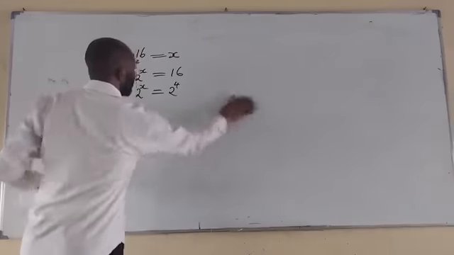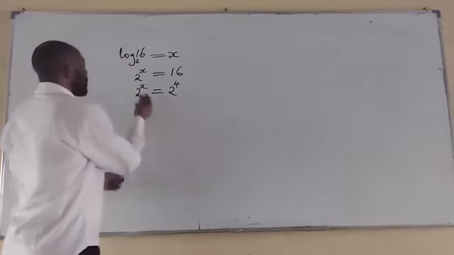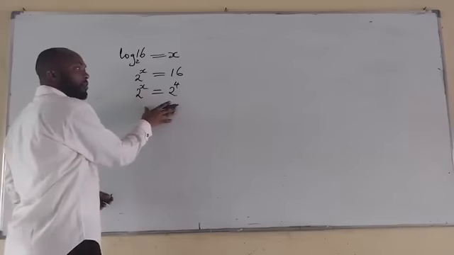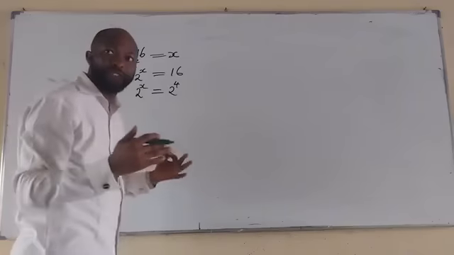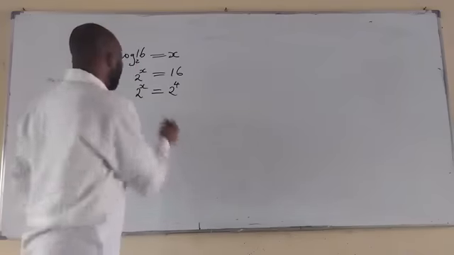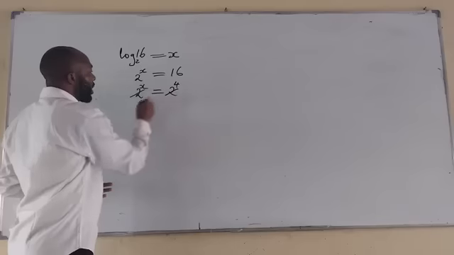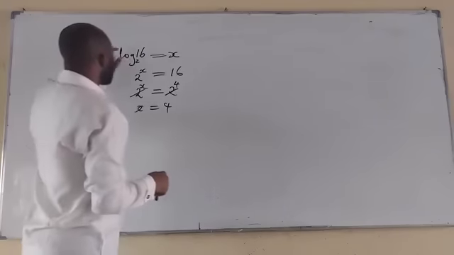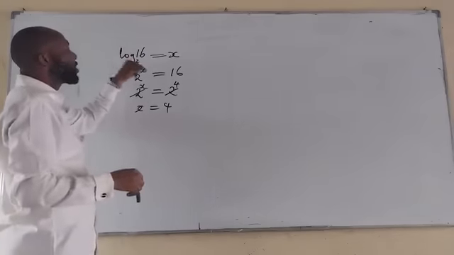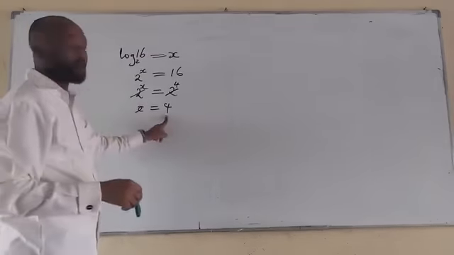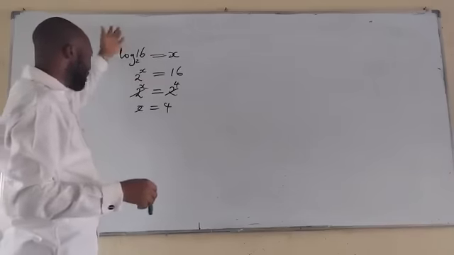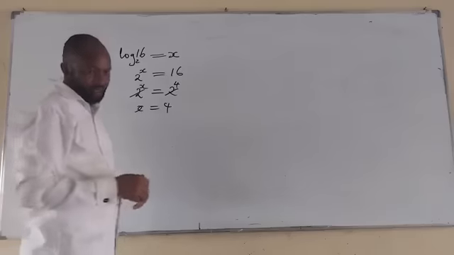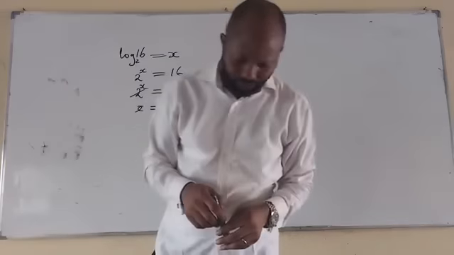Then if the bases are the same, from exponential functions, which we dealt with earlier in indices, it means we can cancel this out, and our x is equal to 4. It means, therefore, that the number by which 2 can be raised to give us 16 is 4. So 2 raised to the power 4 is 16. So that is it. Let's take another one.